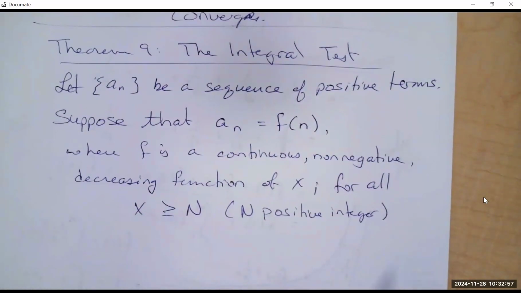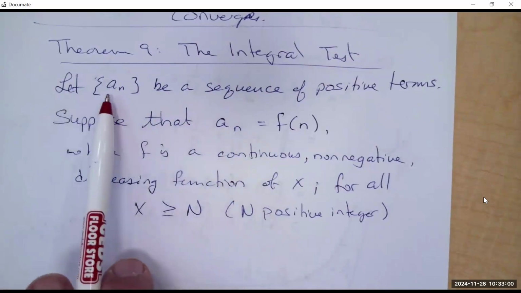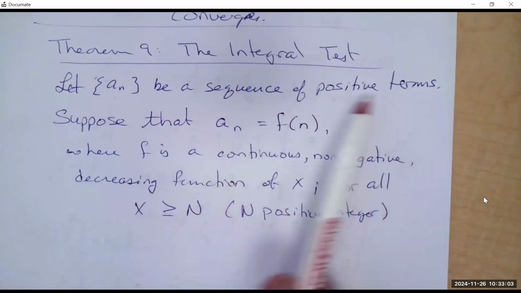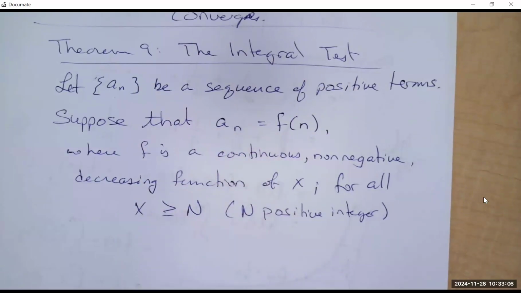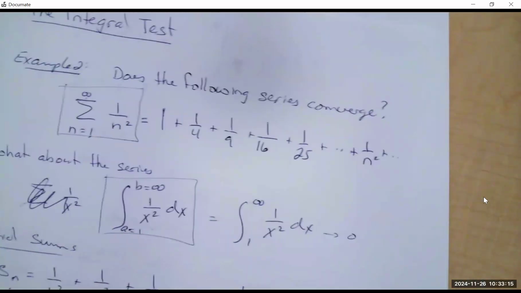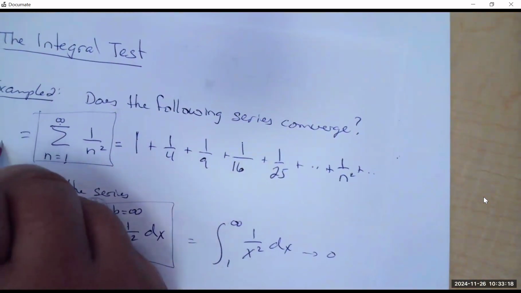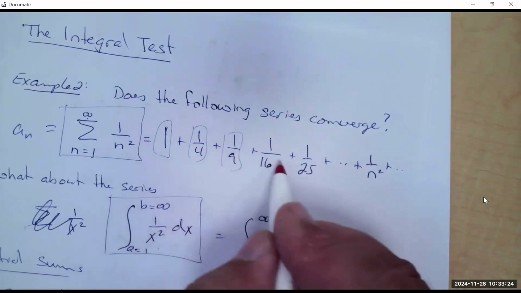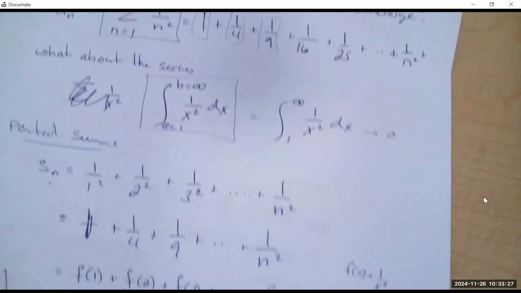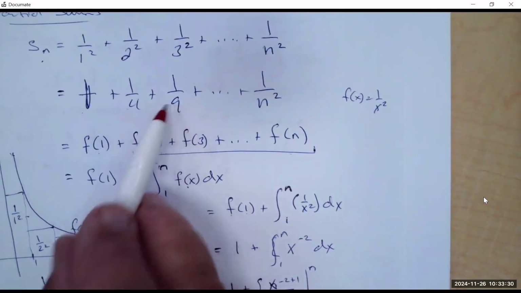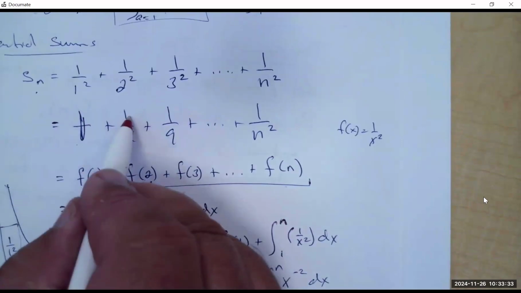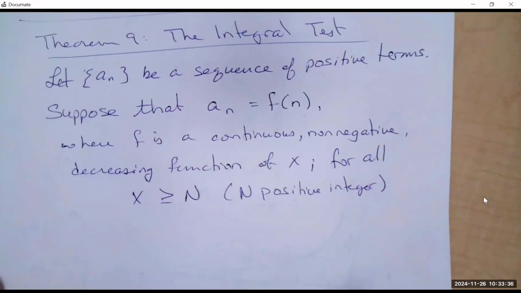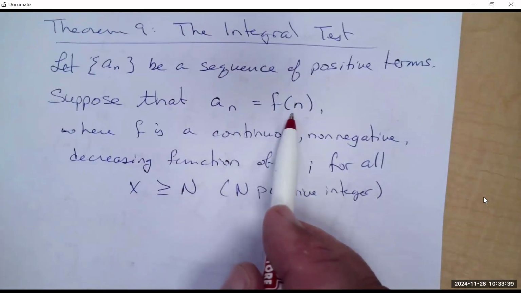Okay, let's look at this so far. The integral test. Let the sequence a sub n be a sequence of positive terms such that a sub n equals f of n. Does that relate to what we just did? Yes. These are my sequences. Here's a sub 1, a sub 2, a sub 3. It matches f of 1, f of 2, f of 3. So that's the relationship there. a sub n equals f of n.